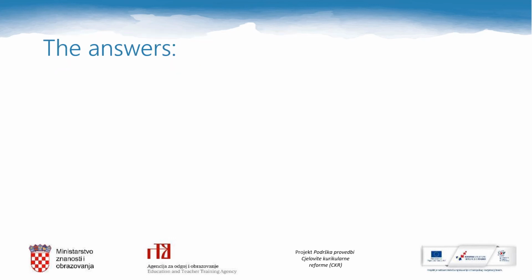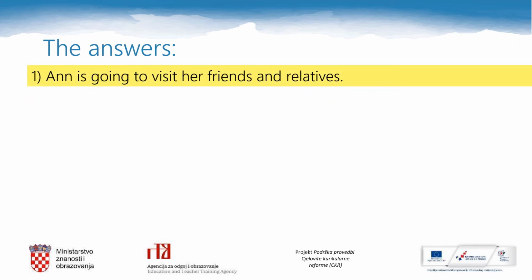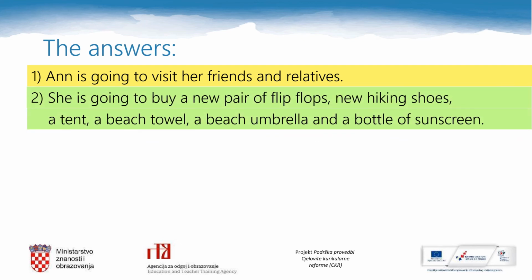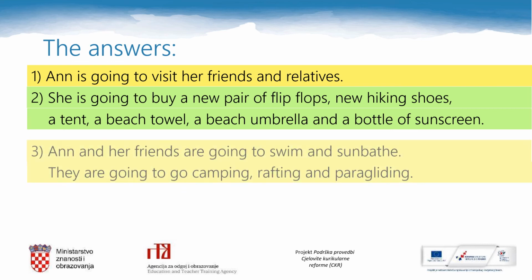The answers are: Anne is going to visit her friends and relatives. She is going to buy a new pair of flip-flops, new hiking shoes, a tent, a beach towel, a beach umbrella, and a bottle of sunscreen.